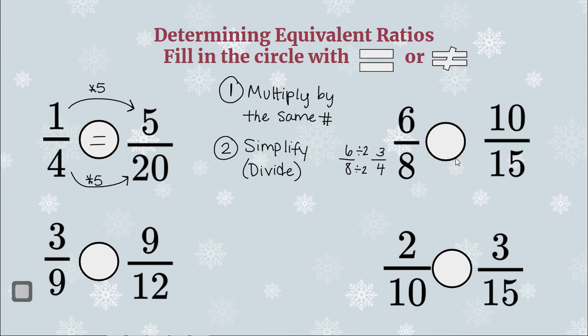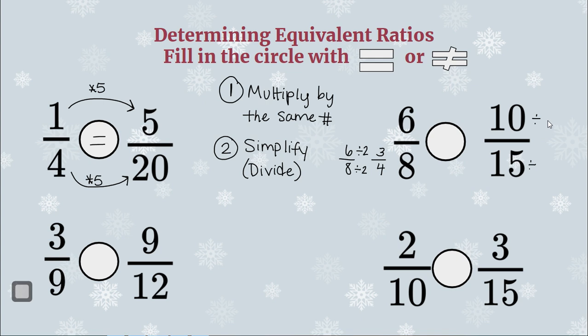Now we need to see if we can simplify the other ratio. Can you think of anything that we can divide into both 10 and 15? We cannot use 2 this time because 10 is even, but 15 is not. Since 15 is not even, 2 will not work. We've got to come up with something else that can divide evenly into both of these numbers.